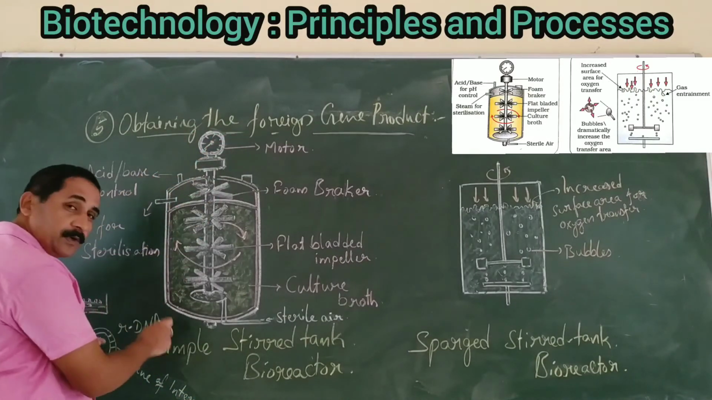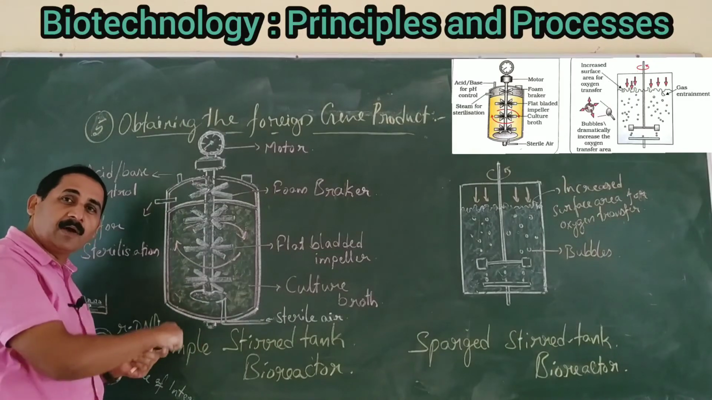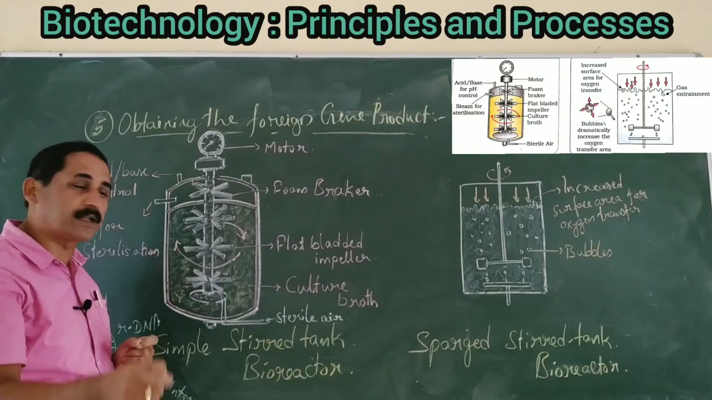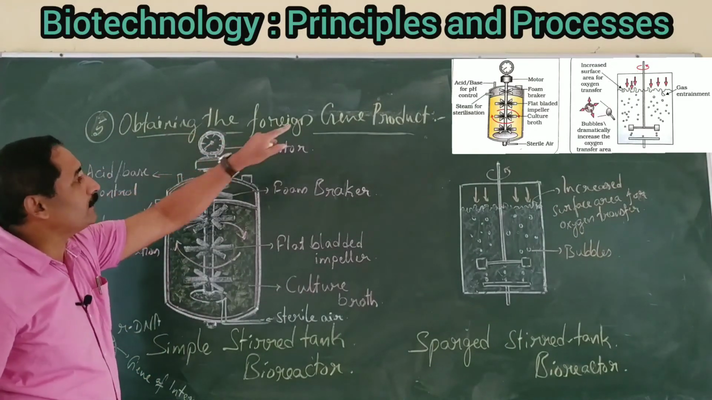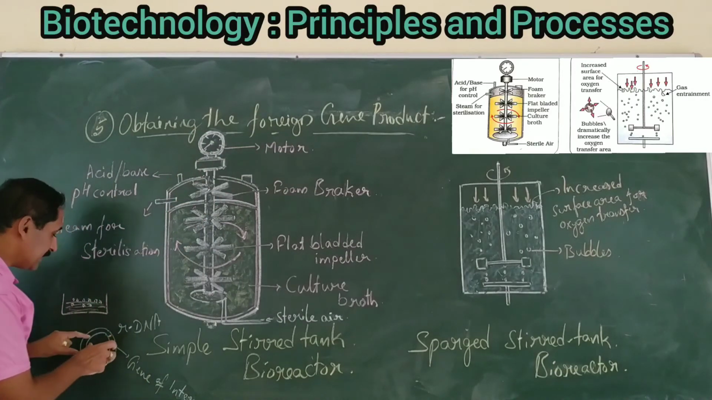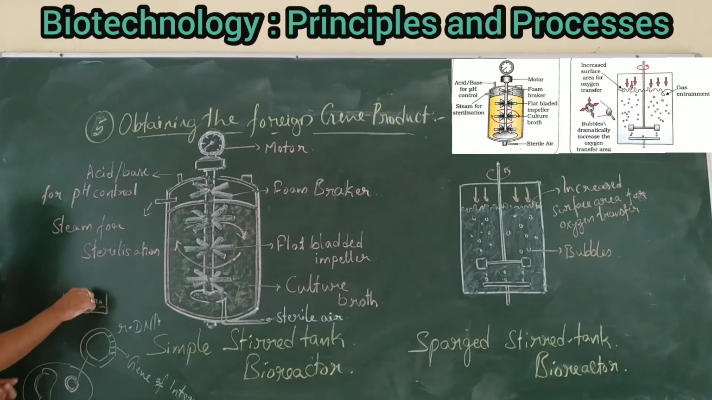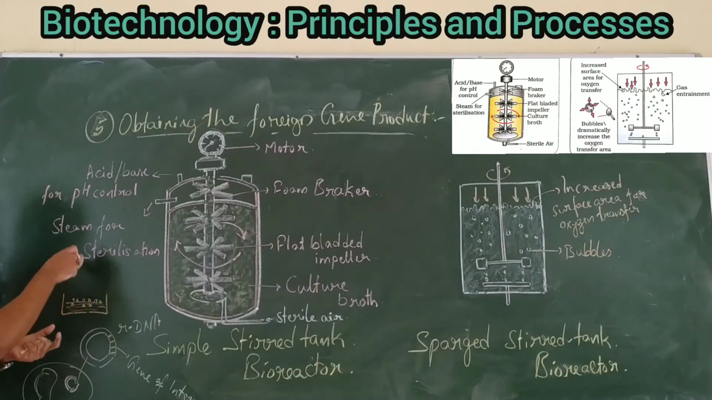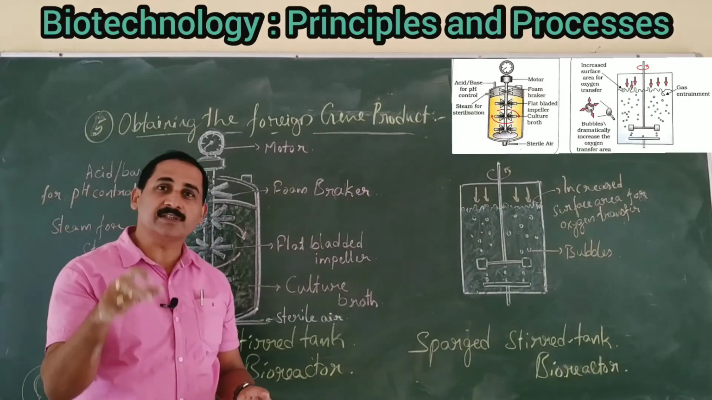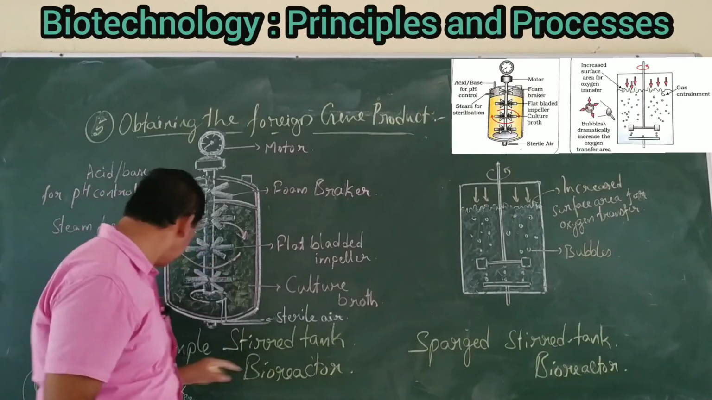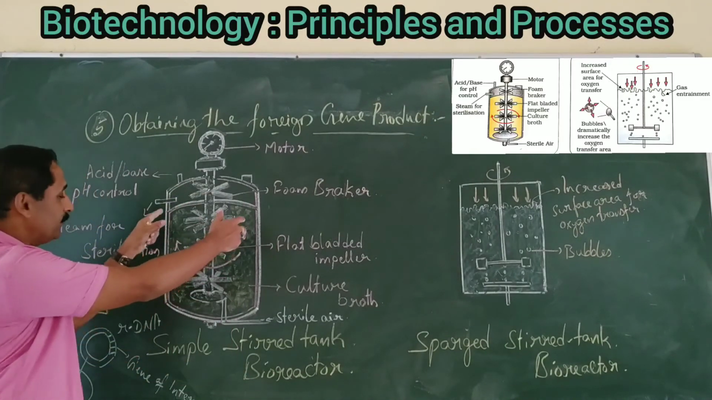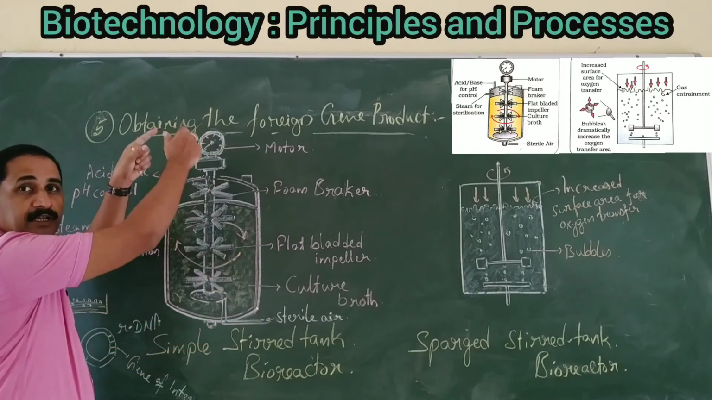The product so produced, when it codes for a protein, we have to extract that protein, that product. So that is obtaining the foreign gene product. So this rDNA containing host cell should be cultured in the laboratory, and we have to culture this transformed bacteria on a large scale. We need a large fermentation tank.